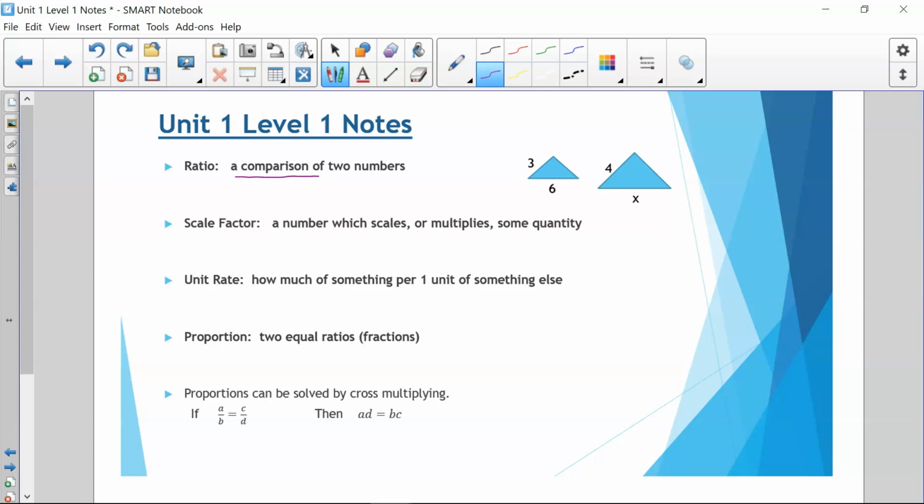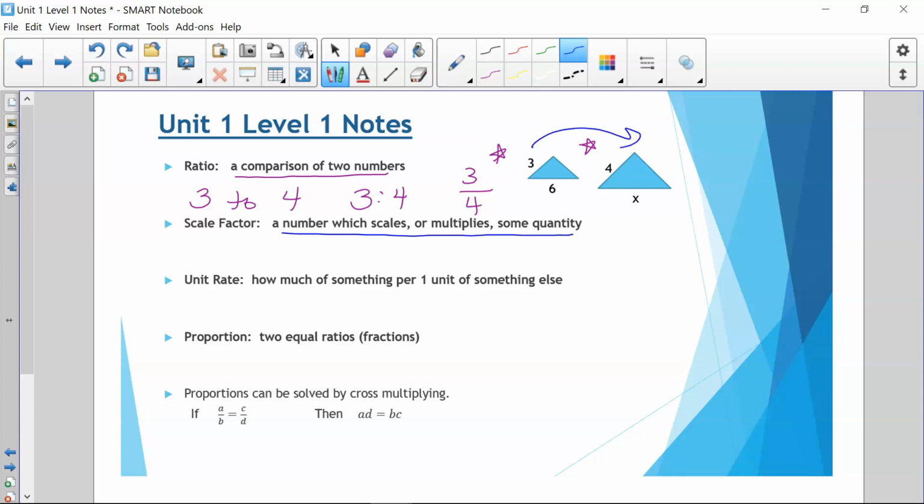A ratio is a comparison of two numbers. If I was comparing this side length to this side length of the triangle, I could write 3 to 4. I could write it with a colon, 3:4, or I could write it as a fraction, 3/4. A scale factor is a number which scales or multiplies some quantity.